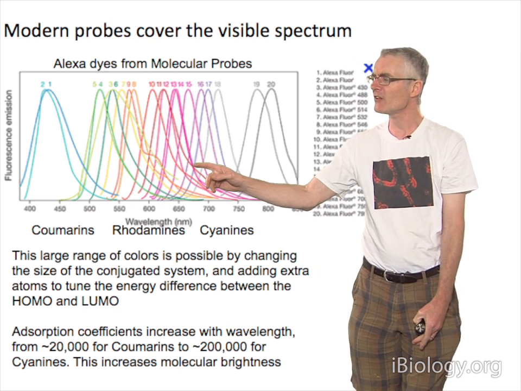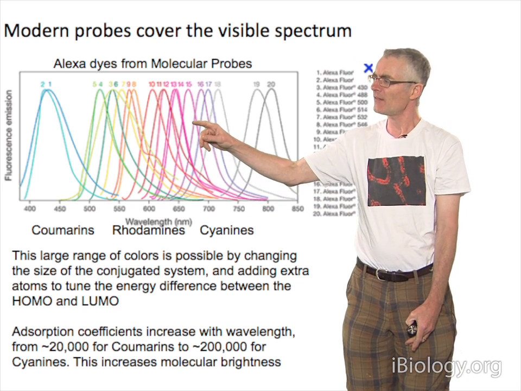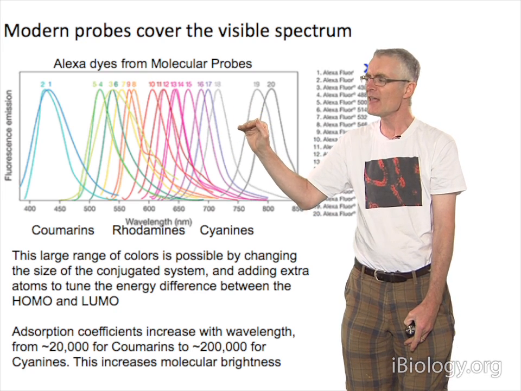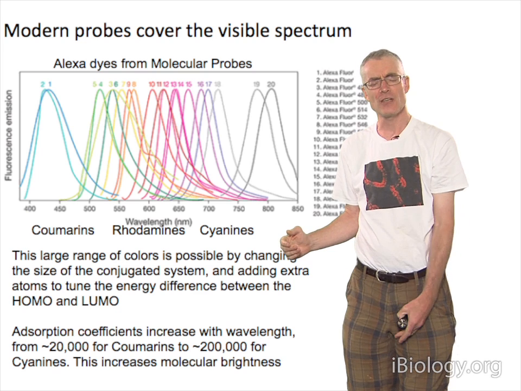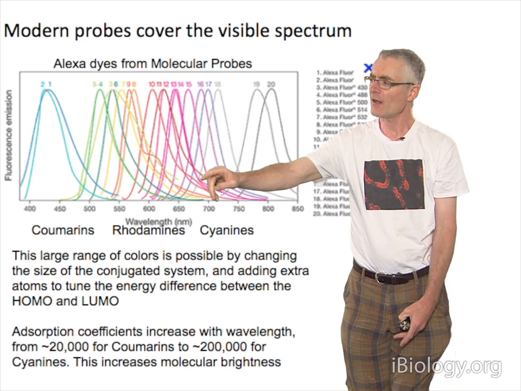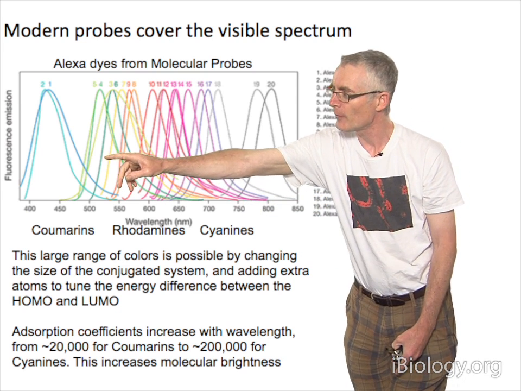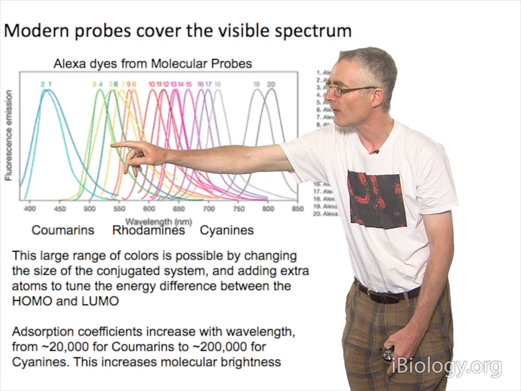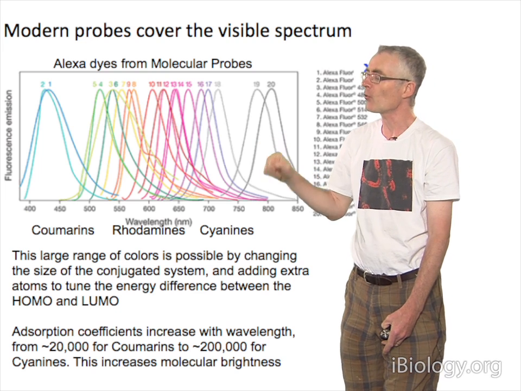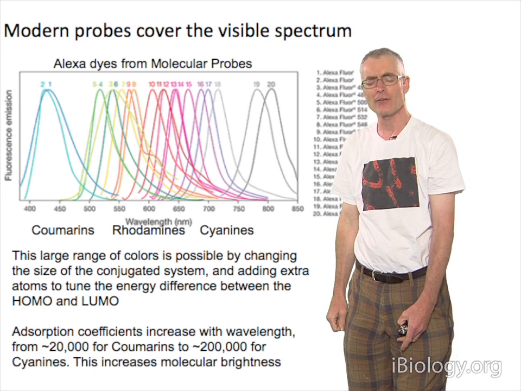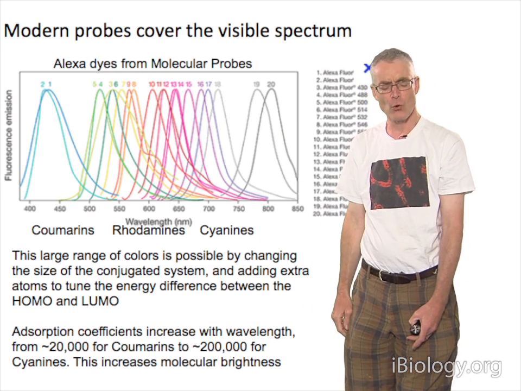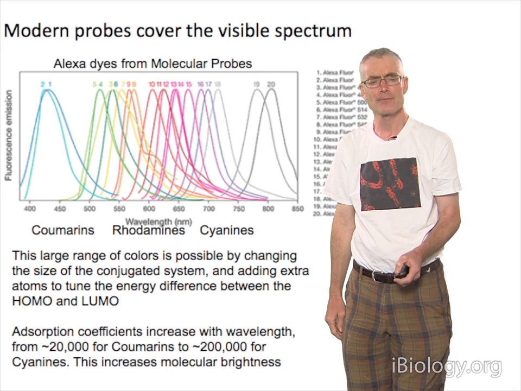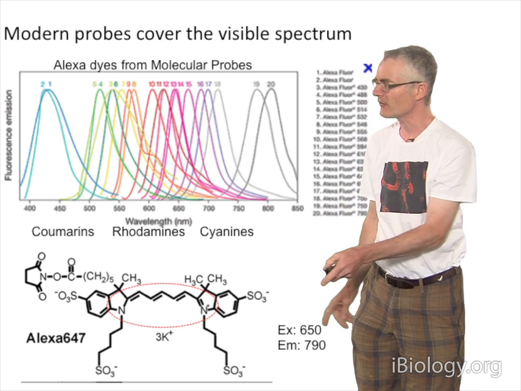One point I want to make, you often see diagrams like this. These are the absorption spectra, and they've all been normalized, so they have the same height. In fact, the absorption coefficient, the efficiency of absorbing light, scales strongly with the size of the orbital. So these ones absorb light much less efficiently. They've got absorption coefficients around 20,000, whereas up here with these long wavelength ones, you can get as high as 200,000. So in fact, the longer wavelength fluors are much better at capturing photons and much brighter on a per molecule basis.